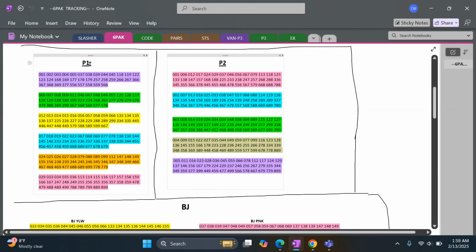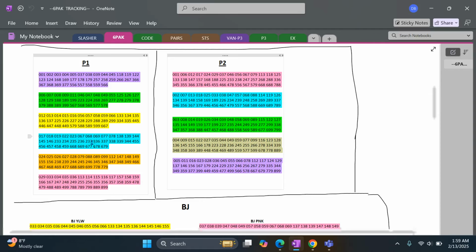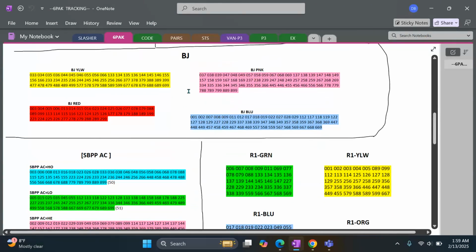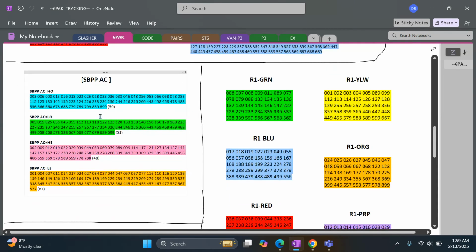But pattern one, these are just different patterns I made in a grocery store parking lot like a year and a half ago. And I put it in here as pattern one. And then I did pattern two. And then I have something from my blackjack. I combined some stuff. And then I have my SB pairs right here. And I combined the AC.